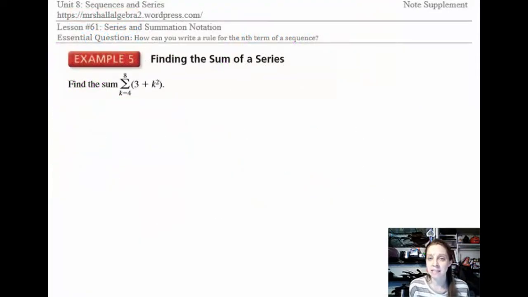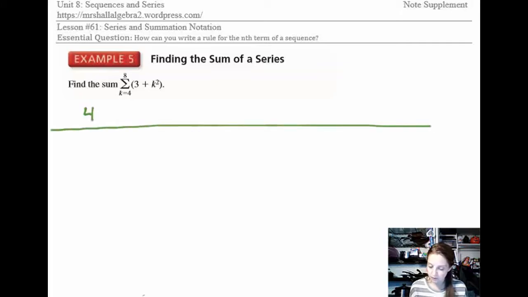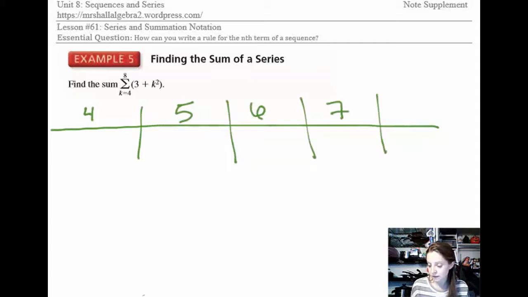Example 5, finding the sum of a series. So now we're going to be given summation notation. We're going to have to find the sum or simplify. Okay, so I have a series here where we're going to go from the 4th term all the way to the 8th term. So 4, 5, 6, 7, 8. So these are my k values. I'm going to need to add these all together. The rule is 3 plus k squared.